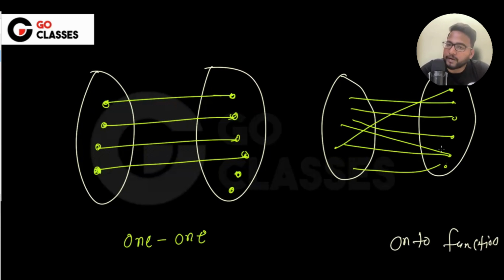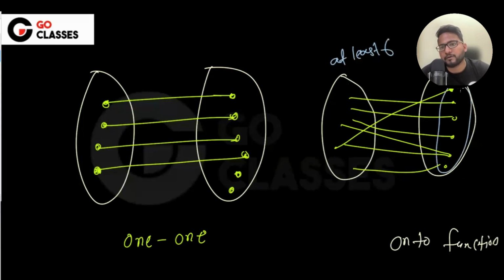Let's suppose these are the elements 1, 2, 3, 4, 5, 6 here. Then how many elements should be there here? At least six, right? Each element must be having one image here.